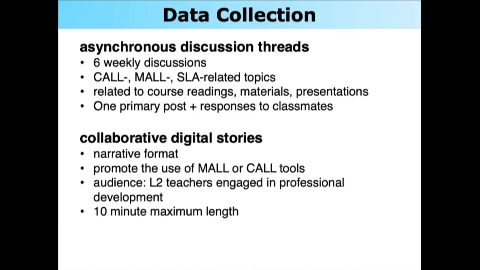There were two primary sources of data for the study. One was the synchronous discussion threads. There were 6 weekly discussions. It was a 6-week summer course, and they had one discussion every week. The topics were on CAL, MAL, or SLA-related topics. And the discussions related to course readings, materials, and presentations. The participants were to make one primary post and also respond to classmates' posts.